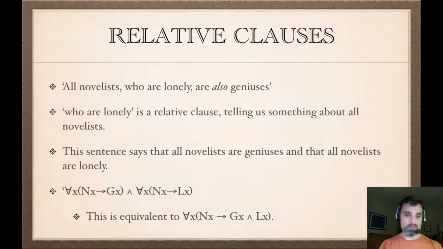Another way we could symbolize this is just as for all x if nx then gx and lx. Okay, so those two symbolizations are equivalent. Either is perfectly acceptable. Fundamentally, we're saying two things about all of the novelists. Okay. Now let's consider a sentence with a restrictive clause.